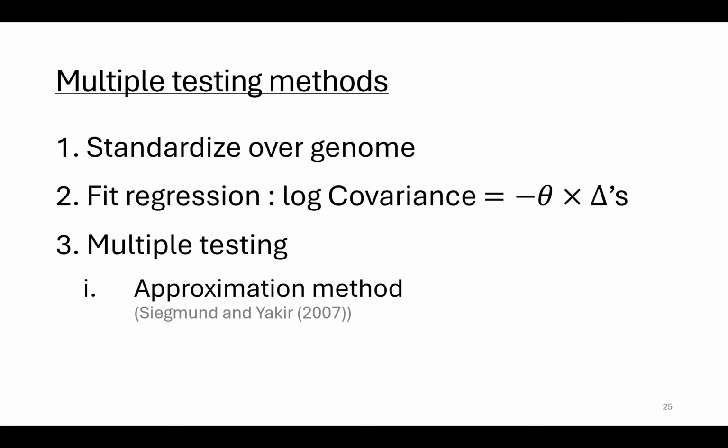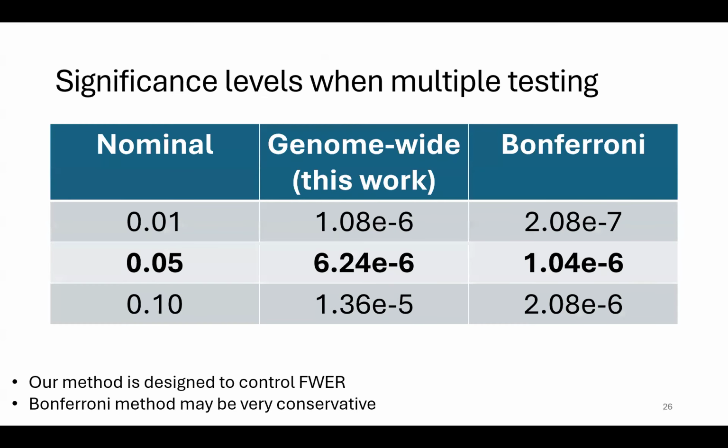And then for multiple testing, we use an approximation method from Siegmund and Yakir's book in 2007. This approximation method is trying to control the family-wise error rate, and it has a term that we interpret as involved in an infinite number of independent tests along the genome with a correction factor for the first hitting time of the Ornstein-Uhlenbeck process. So that's the correlation correction factor. And that aspect of it depends on theta, our exponential decay parameter.